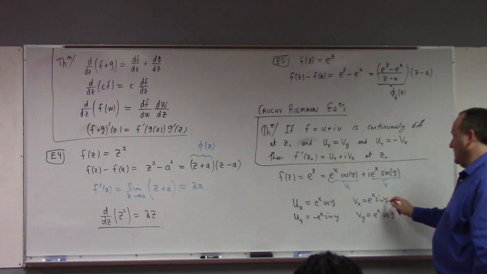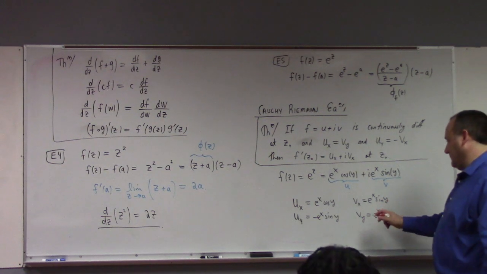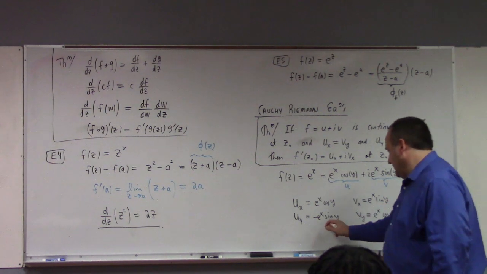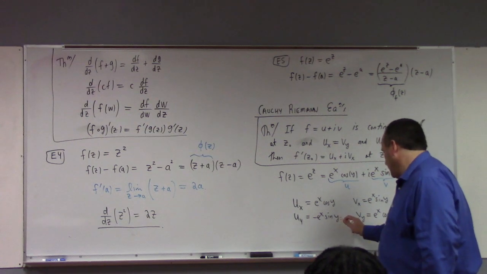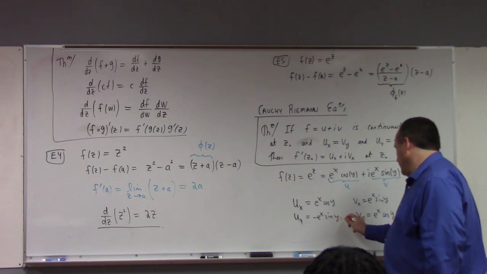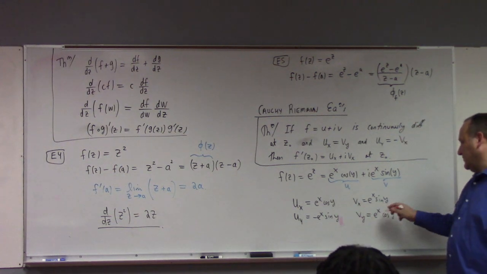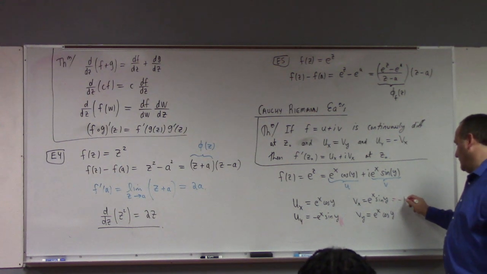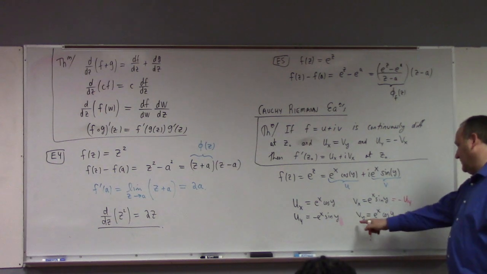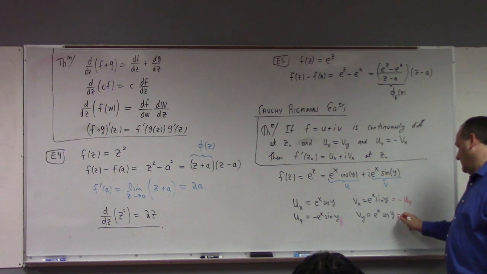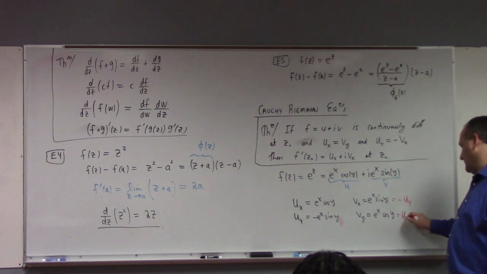v_x is in fact equal to, well, however you want to do it. This is equal to what? I can't fit it in here decently. Let me do it over here. So as you can see, v_x is what? Minus u_y, right? And here v_y is equal to u_x, right?